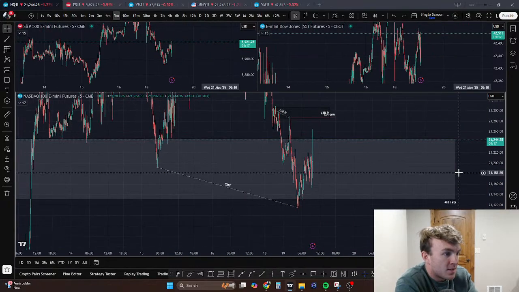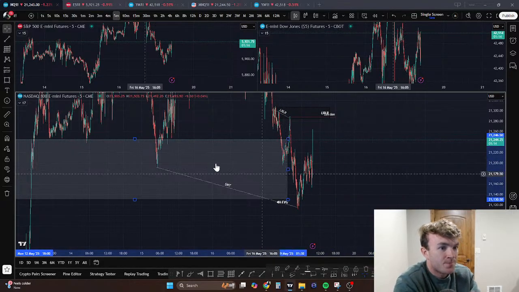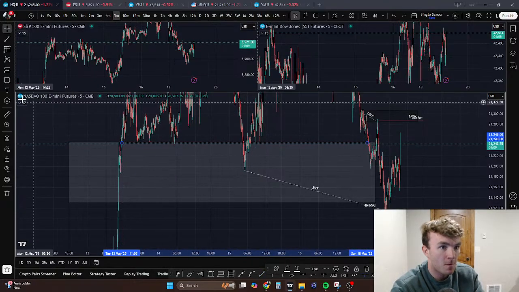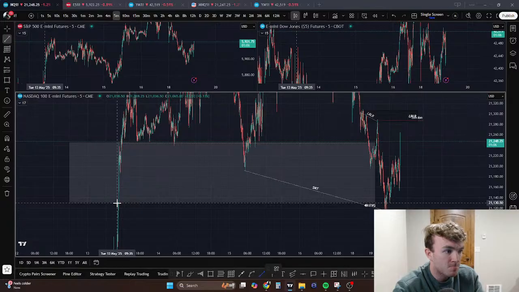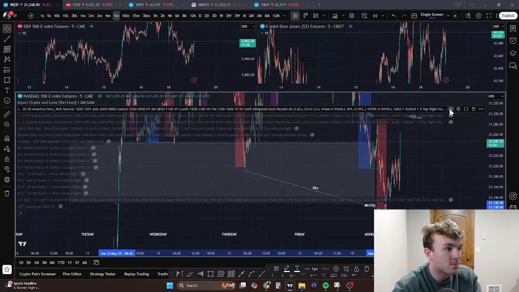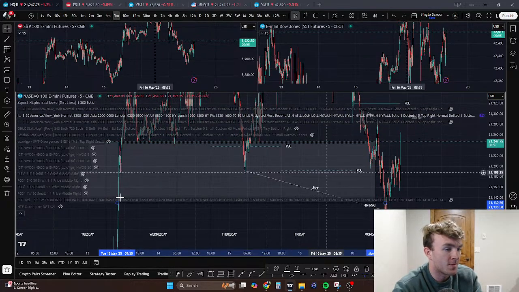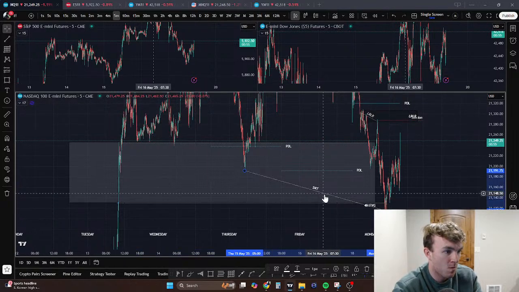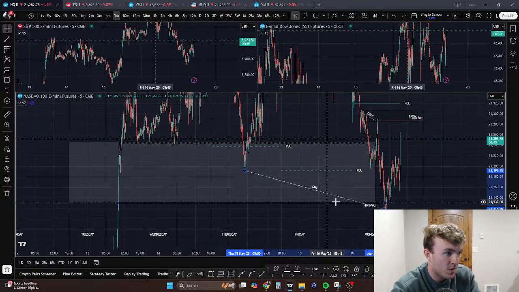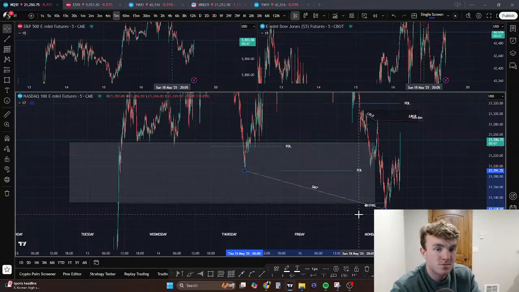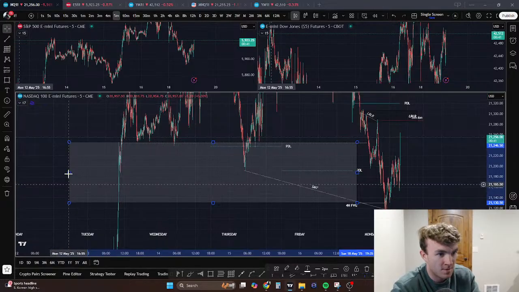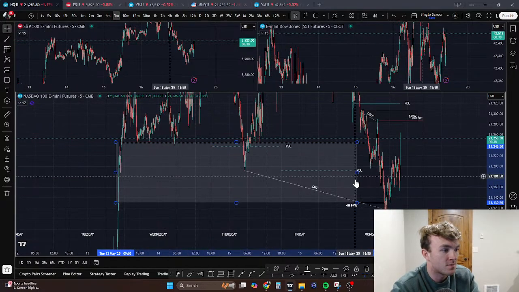So yeah, here you can see this. We actually swept previous day's low right here. This was previous day's low. So maybe this is the Judas swing. But the thing is, I was anticipating to be bullish today, so I don't know.